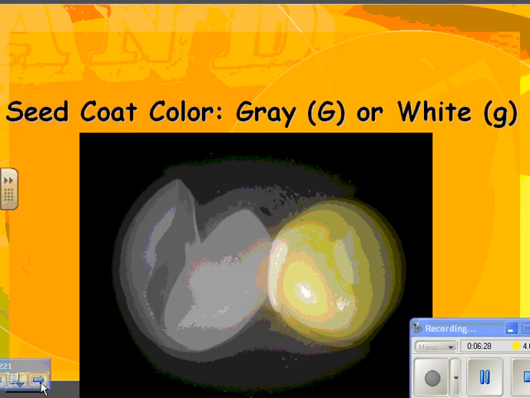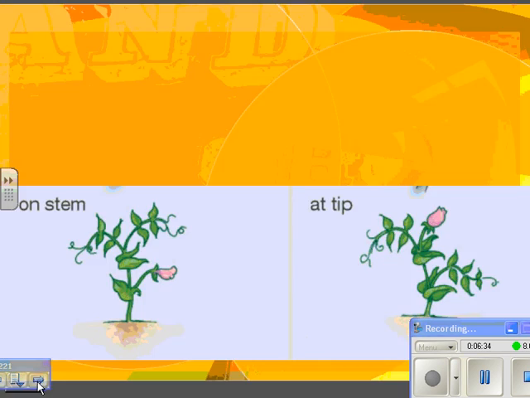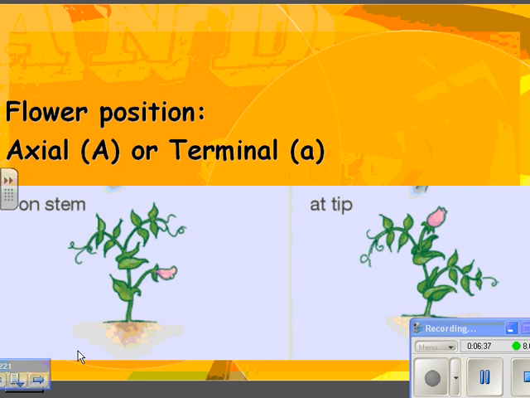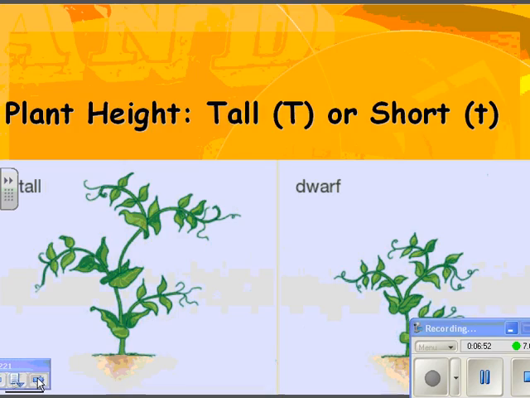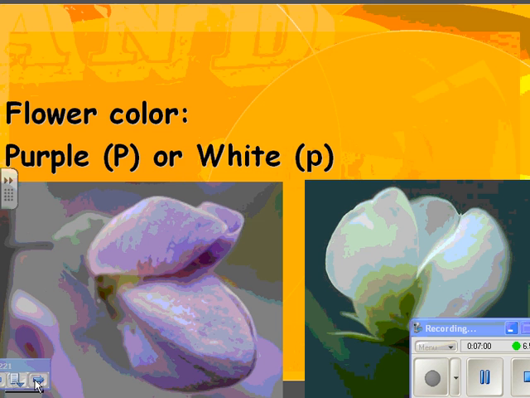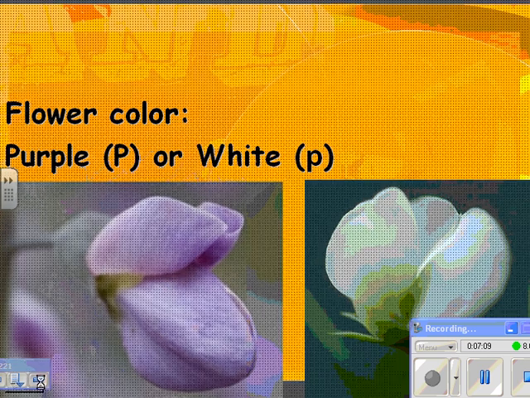And then they also have a seed coat color. So here's the seed coat. Is it gray or white? And that's the best picture I could get of that. Flower position: is it axial, so right along the stem, or is it right at the end, terminal? And are the flowers tall or are they short? So here's a tall one and here's a short one. And what are their colors? For him, he studied purple and white flowers. There are peas of other varieties, different species of pea plants that have different colors, but he studied the purple ones and the white ones, which are kind of beautiful, I think.